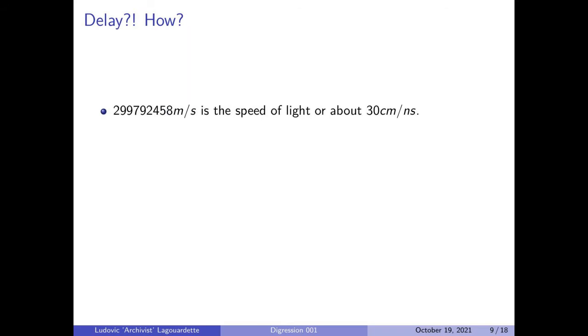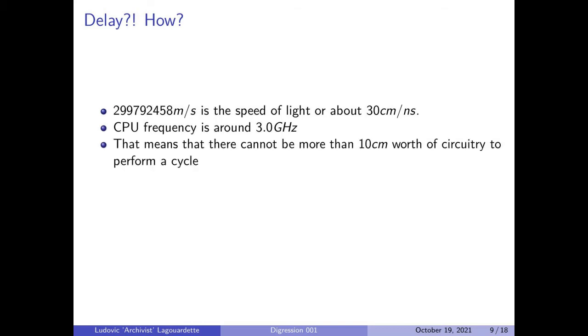And that delay, speed of light, pretty large value, but it can be summed up by saying that it's 30 centimeters, roughly 1 foot per nanosecond. And a CPU frequency is 3.0 gigahertz, which is 3.0 billion cycles per second. So that means that in a cycle, light can move about 10 centimeters worth of circuitry.